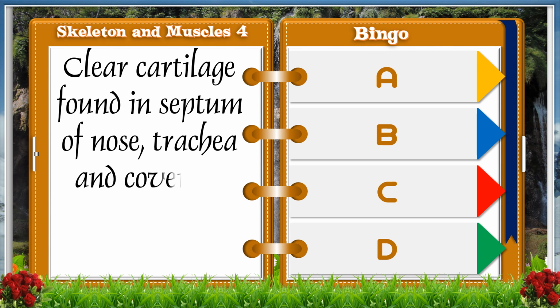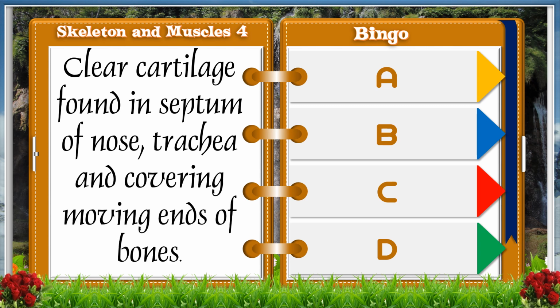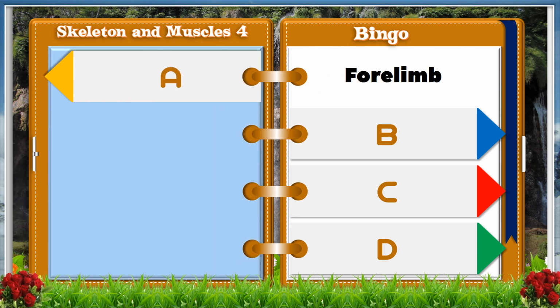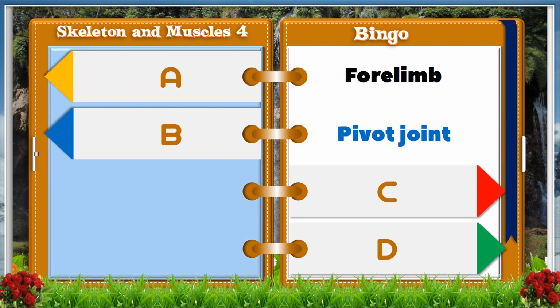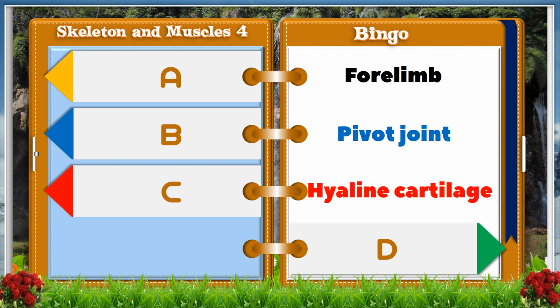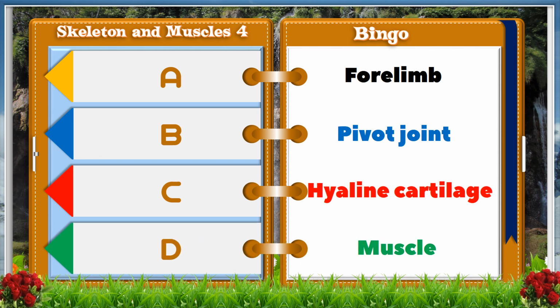Clear cartilage found in the septum of the nose, trachea, and covering the moving ends of bones. A. Forelimb. B. Pivot joint. C. Hyaline cartilage. D. Muscle. And the answer is C. Hyaline cartilage.